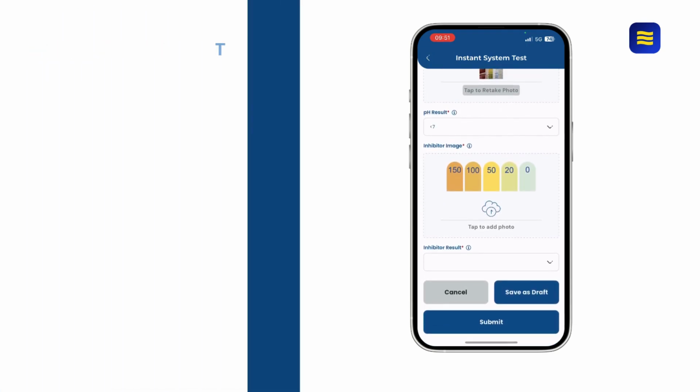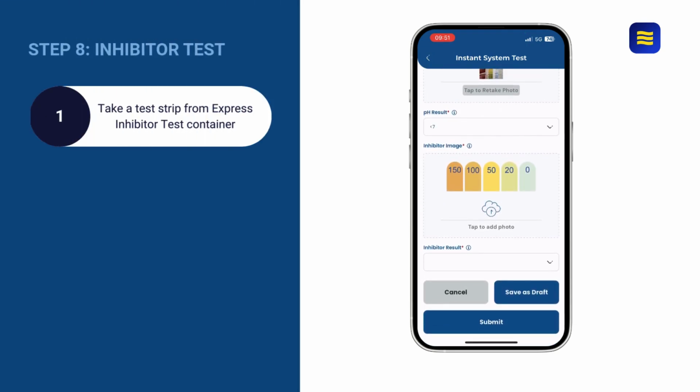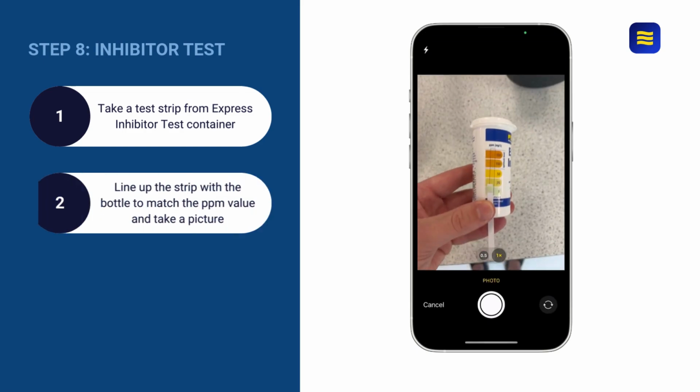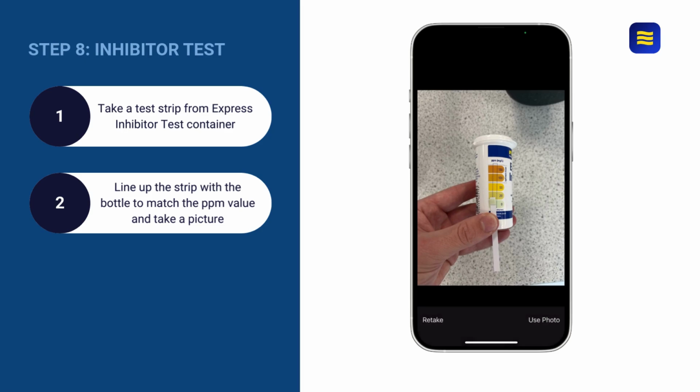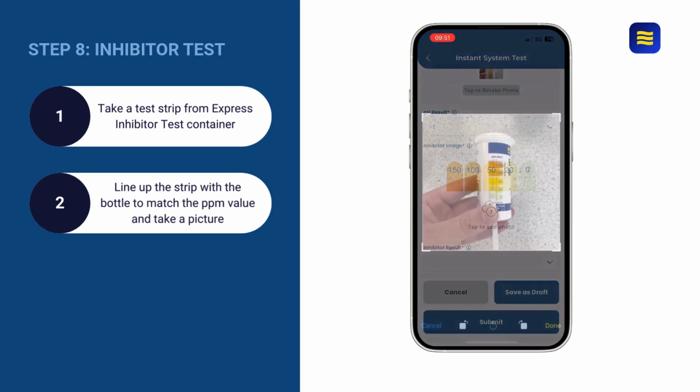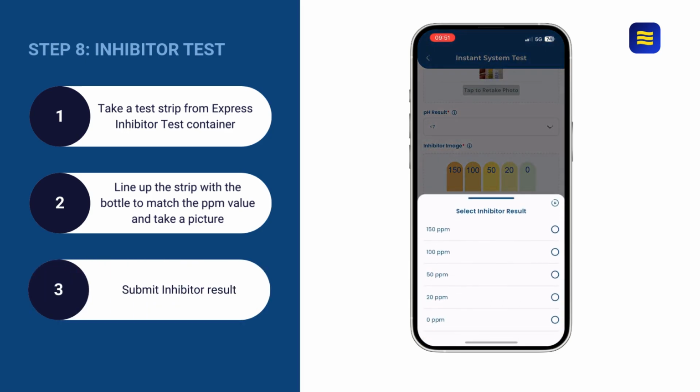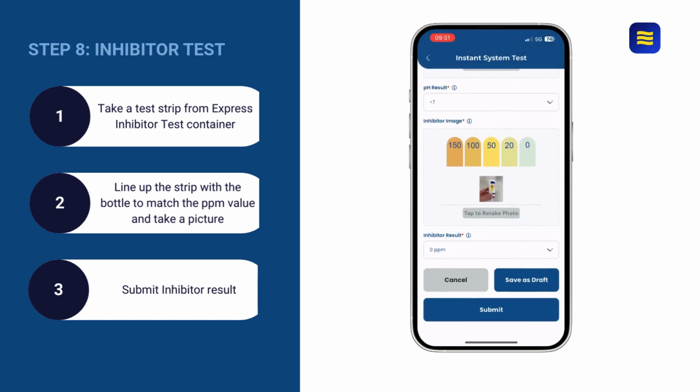Last is the inhibitor test. Take a single test strip from the express inhibitor test container and perform the same process as the prior 2 test strips. Taking a picture and selecting the result colour value, matching the colour to the correct drop-down option.